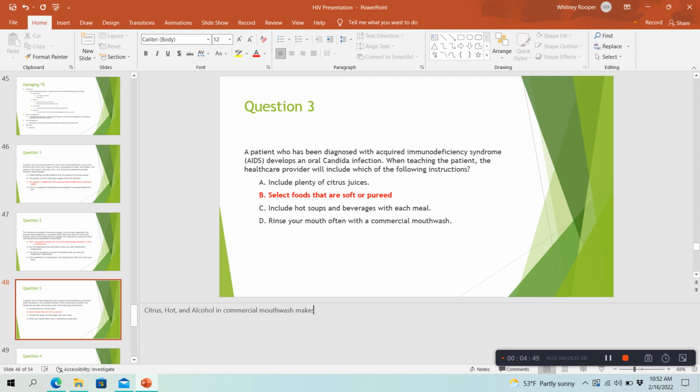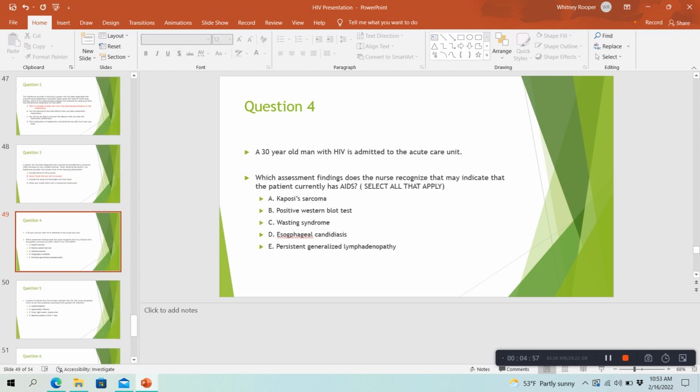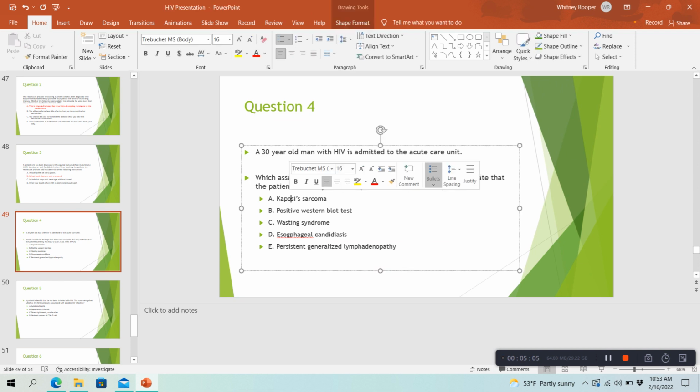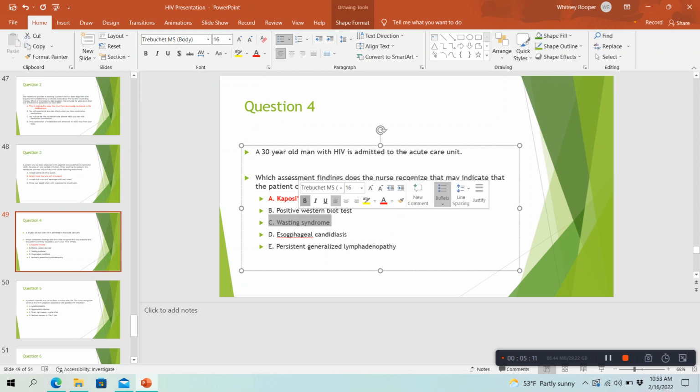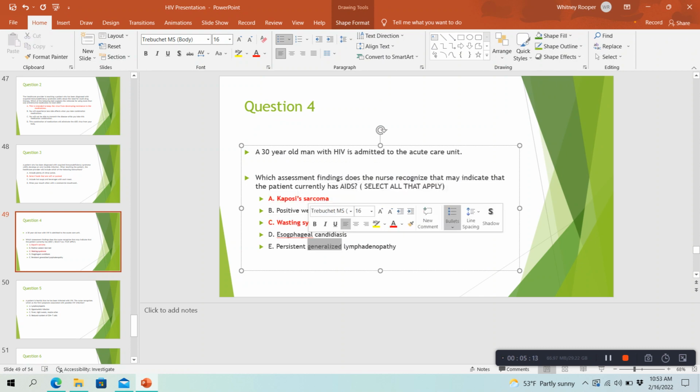Now, this one always trips people up. Let's see if you remember what I said. So what all? A, C, D, and E. Yeah, because they do have. Why wouldn't it be B? Because that's only for HIV. Yes, it's an assessment for HIV. It's not an assessment for AIDS.